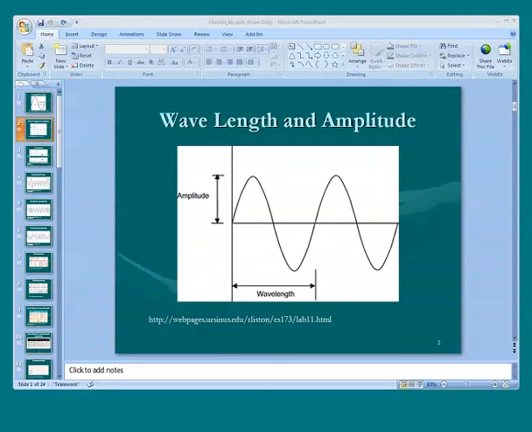Okay, the height of the wave can be measured, and the height is known as amplitude. The length of the wave, or a complete cycle, from start to finish, is known as wavelength.